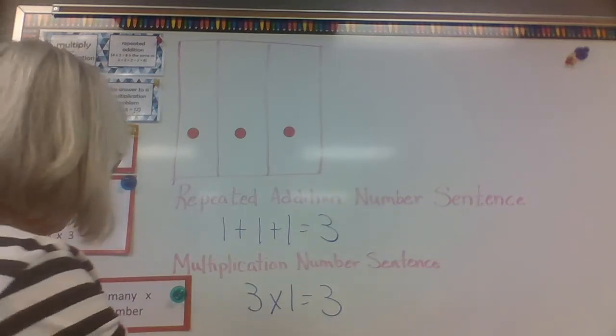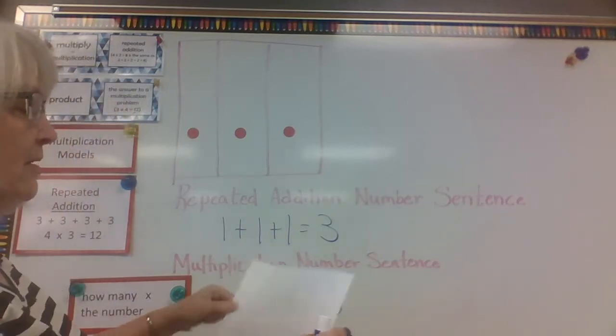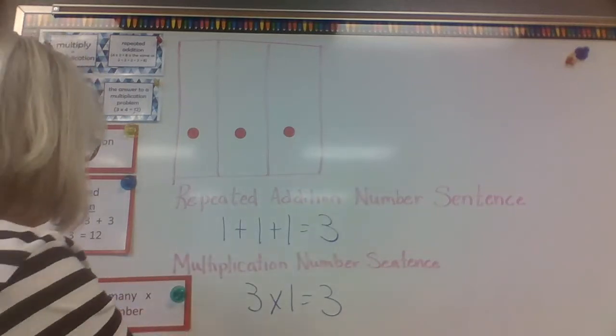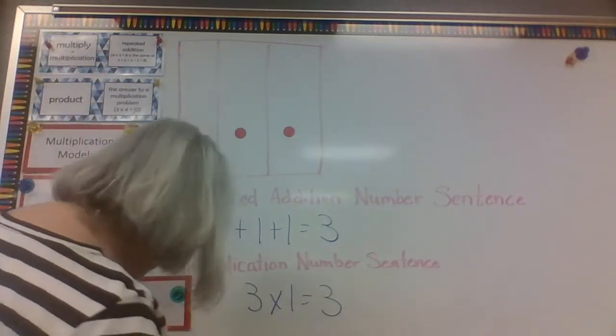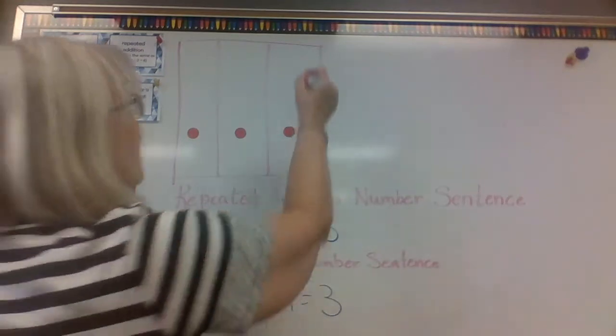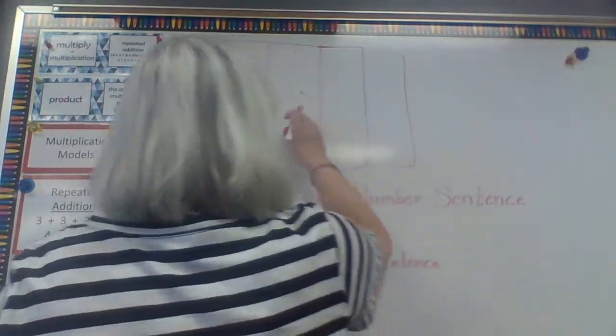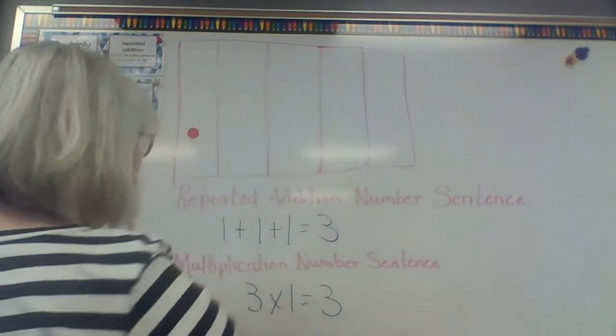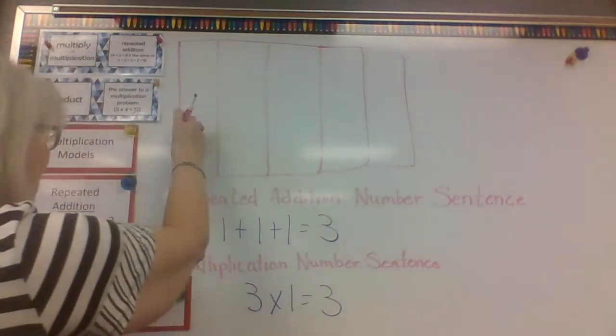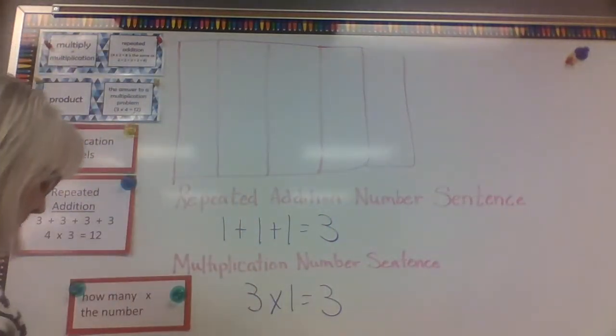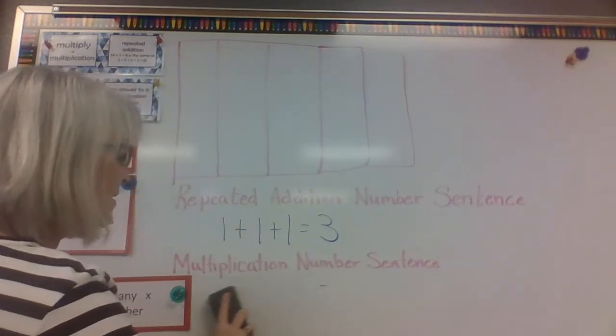Okay, turn your paper over on the back. And on the back this time we see there are 5 rectangles that we're going to use as our model to represent something. And so I've got my 5 there. I'm going to erase this.